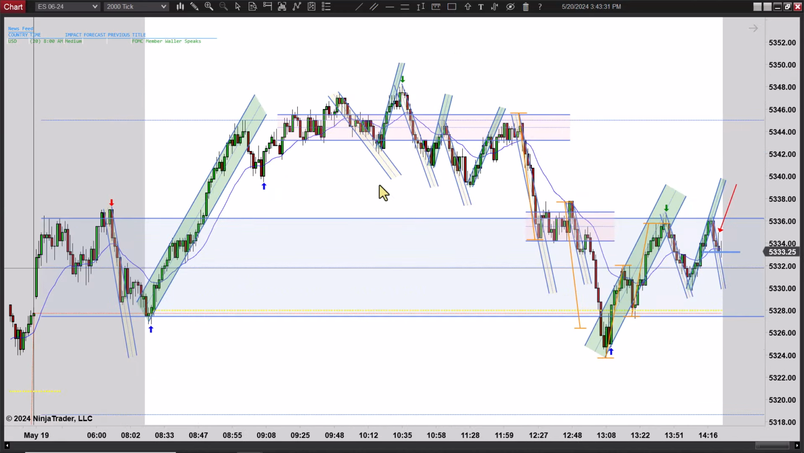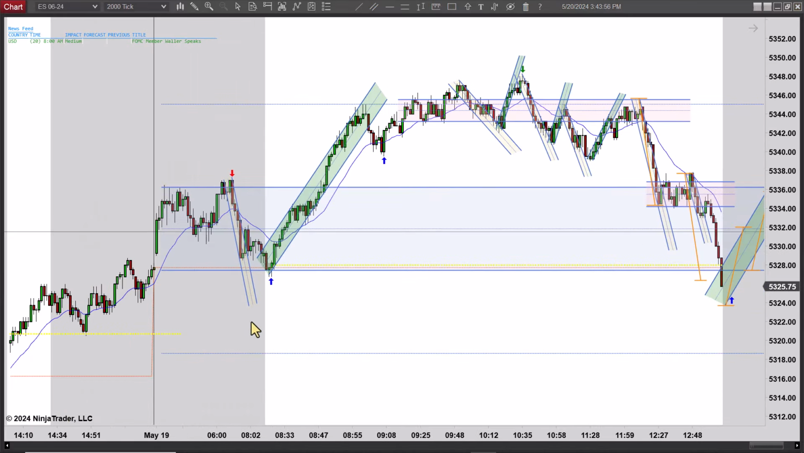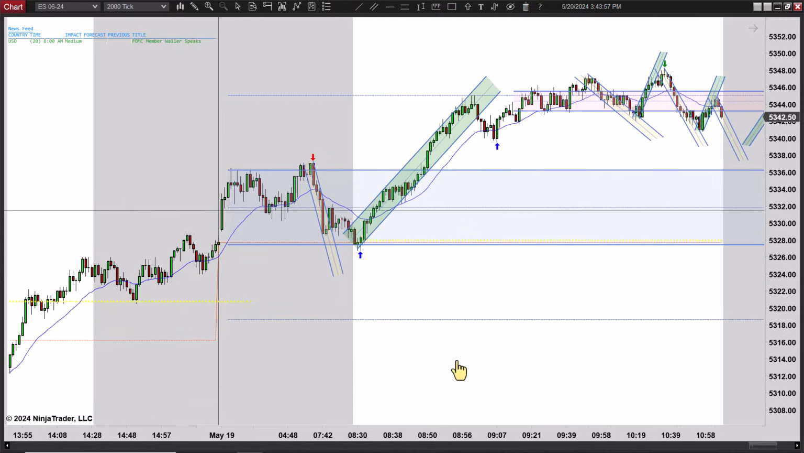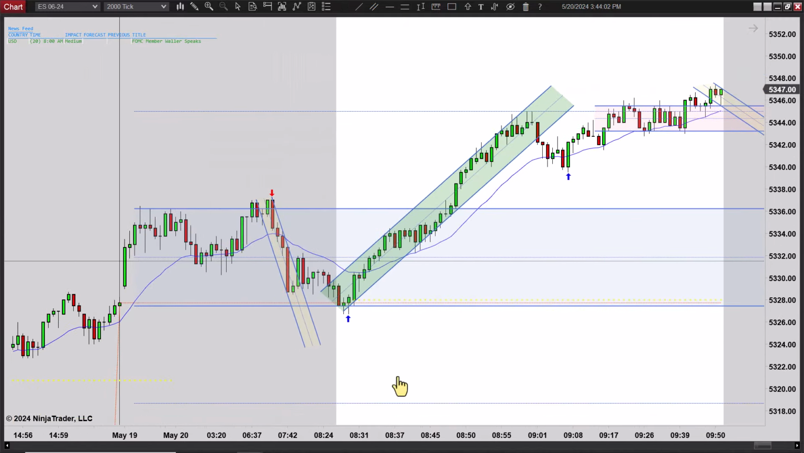Anyway, there it is. Let's zoom in here and we'll go through the trades. Try to zoom in here a little closer. Sometimes I forget to zoom in.